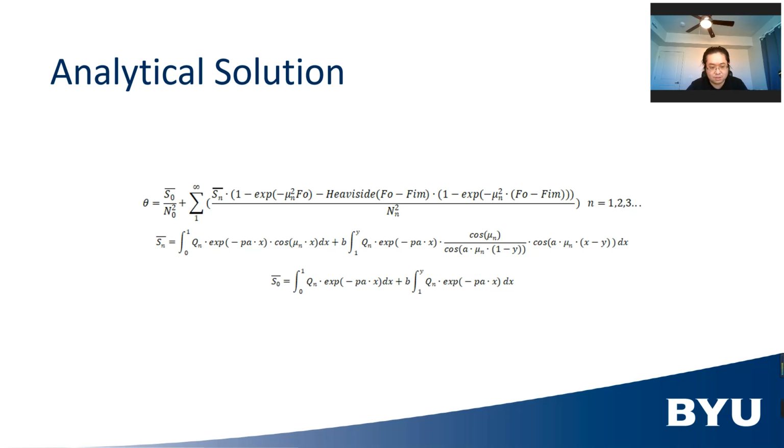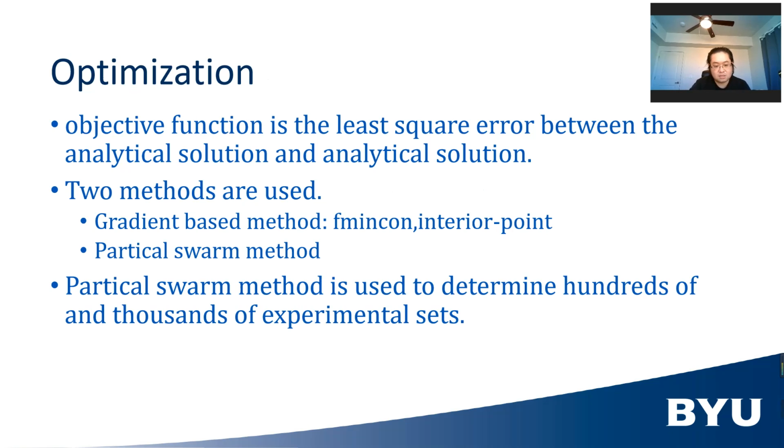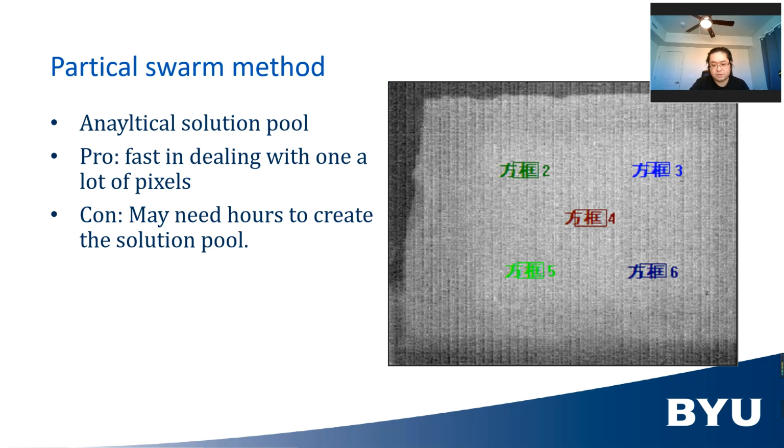And this leads to 2 modes of optimization method. The first method is to use gradient-based method. That's straightforward. We just get the gradient and find the minimum. The second one is particle swarm method. The reason why we need to use gradient-free method is this.